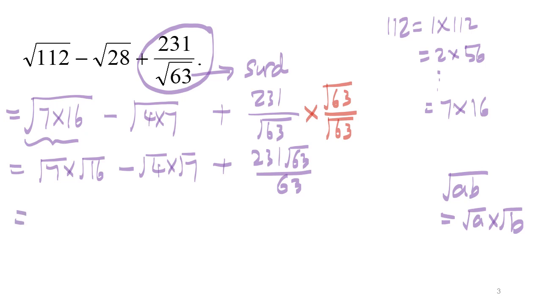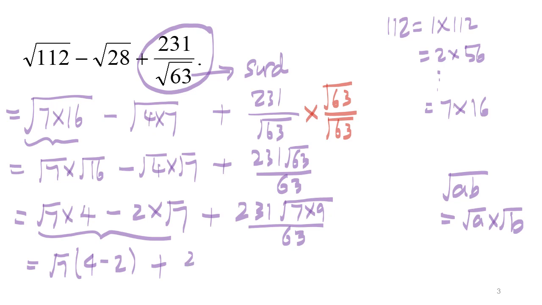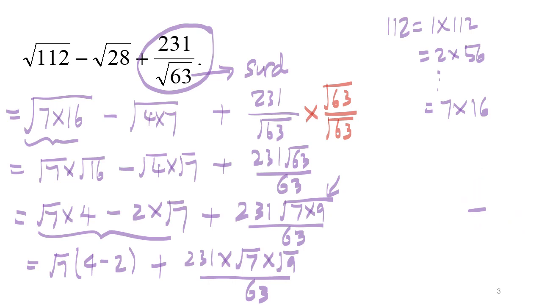So here I will have square root 7 times 4, because square root 16 is 4. Square root 4 is 2, so 2 times square root 7. And 63 we can break down into 7 times 9. All right, let's simplify further. These two we can combine. That will give us square root 7 times 4 minus 2. The common factor is square root 7. And here I can apply the rules again, which give us square root 7 times square root 9. So 4 minus 2 is 2, and square root 7 times 2 will give you 2 square root 7.